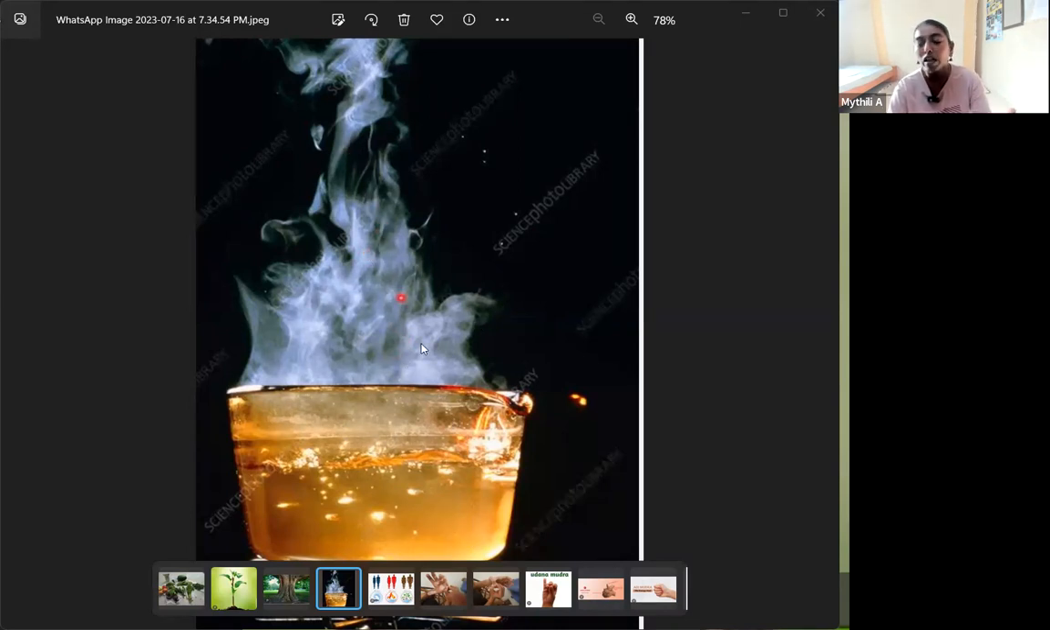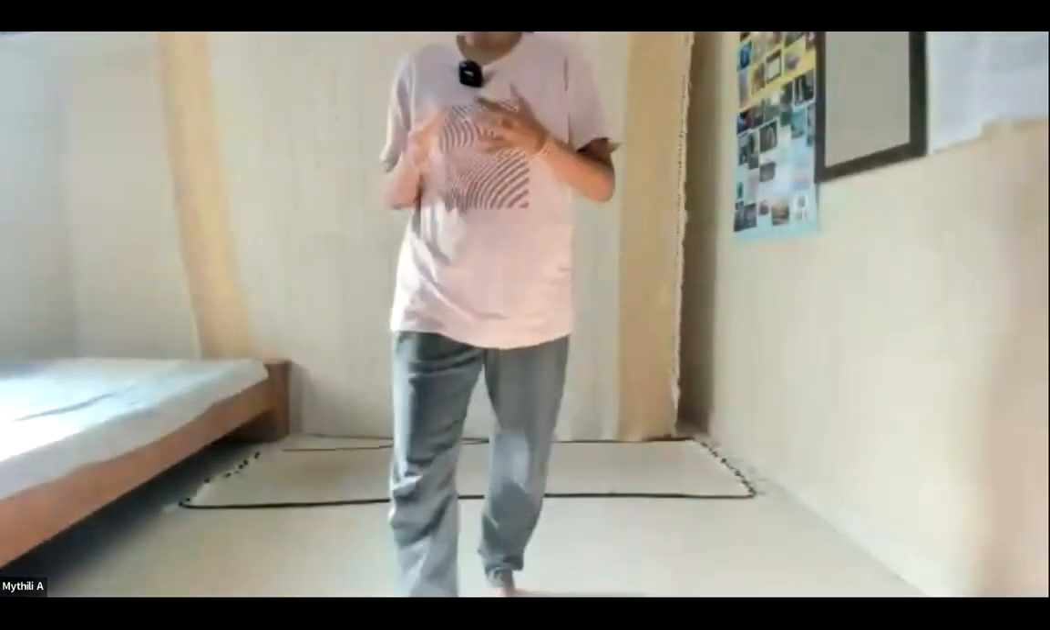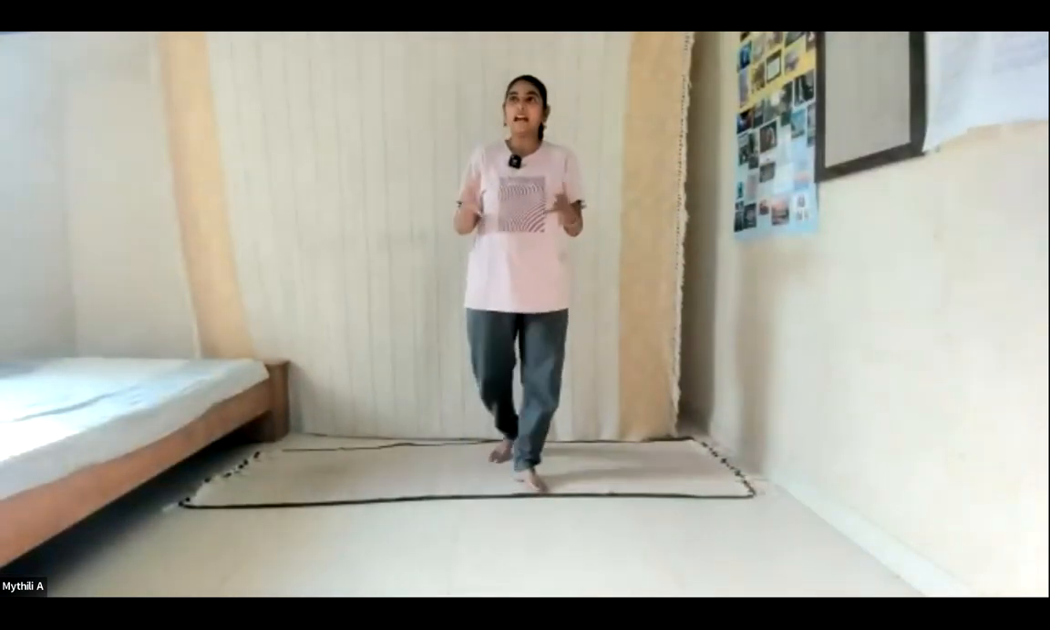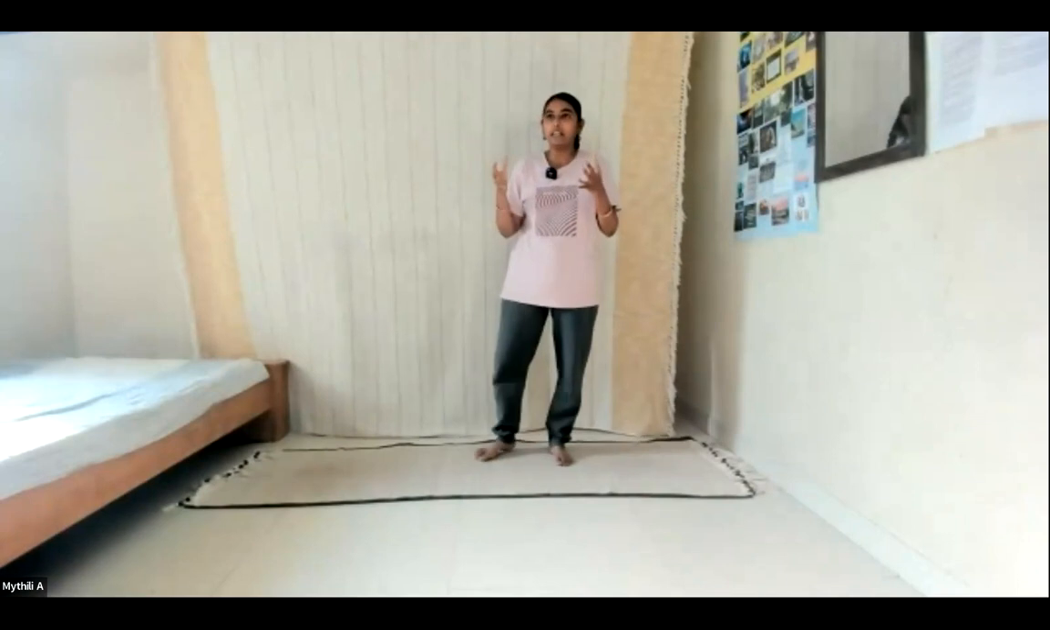So what is happening? The water starts moving. First, the water starts moving inside the bowl. Then the water is converted into water vapor and starts moving upward. So in order to make any kind of movement, what do you need? Heat and warmth.